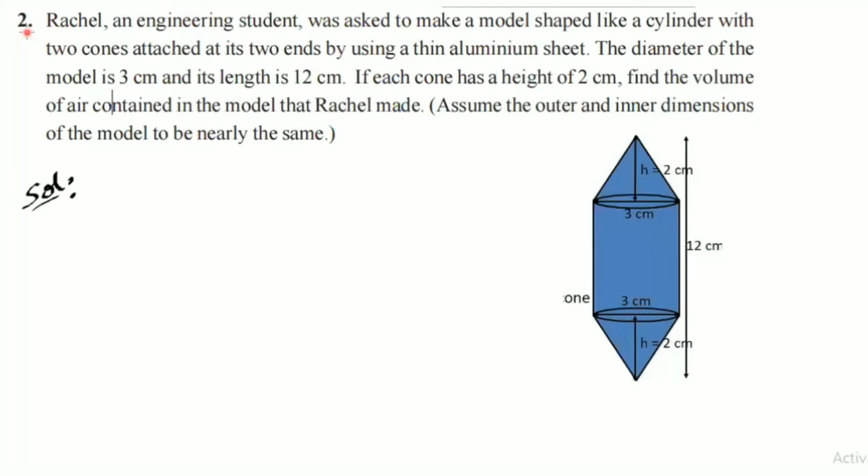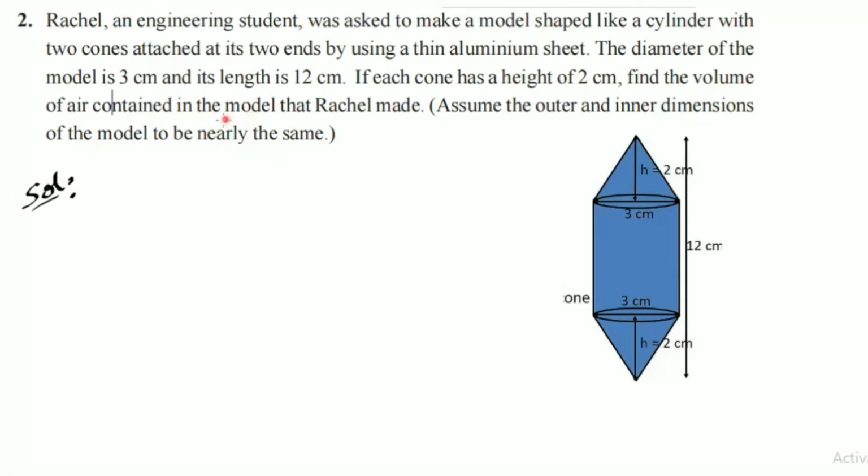Question number 2 from exercise 13.2. Rachel, an engineering student, was asked to make a model shaped like a cylinder with two cones attached at its two ends by using a thin aluminum sheet. The diameter of the model is 3 centimeter and its length is 12 centimeter. If each cone has a height of 2 centimeter, find the volume of air contained in the model that Rachel made. Assume the outer and inner dimension of the model to be nearly the same.